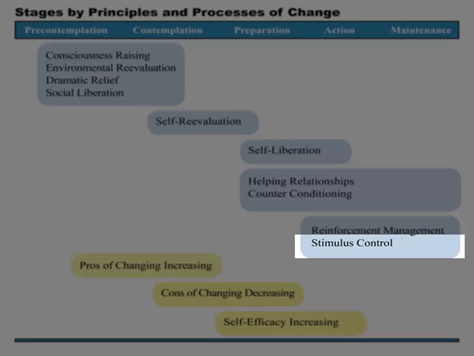Last is stimulus control. This involves using cues that encourage healthy behavior. Whenever Gary drank, he would also smoke a cigar. So now Gary tends to avoid hotel rooms and bars that allow smoking because it gives him the urge to drink.